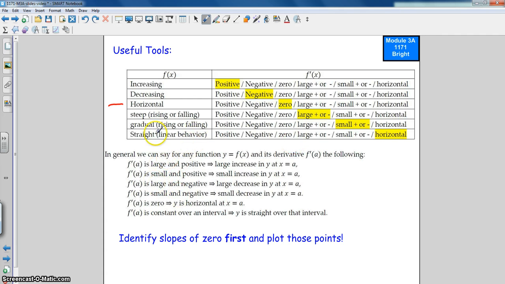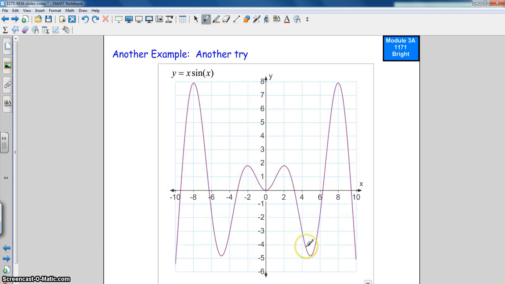And these are all just reiterating these in more of a descriptive form. One key thing that I recommend, and you don't have to do this, but I find it useful, is to identify the slopes of f of x that have a slope of 0 first and plot those points. Okay, so if we go back to our example, we're going to try this again.